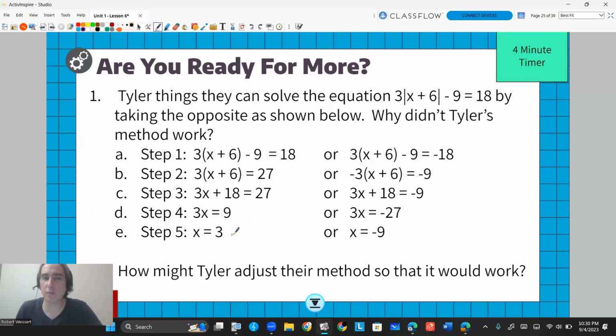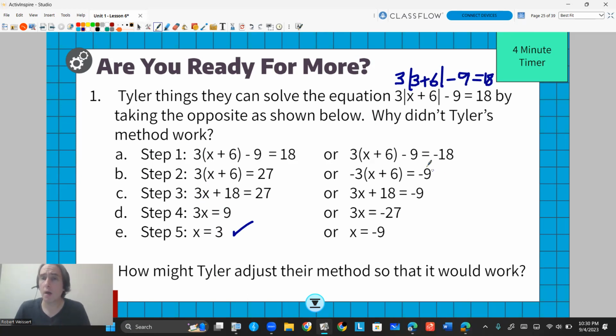So it turns out that one's correct. If I plug in 3 here, we're good, right? Absolute value, 3 plus 6, that's 9. 3 times 9 is 27. 27 minus 9 is 18. No problems with the way this one was done.